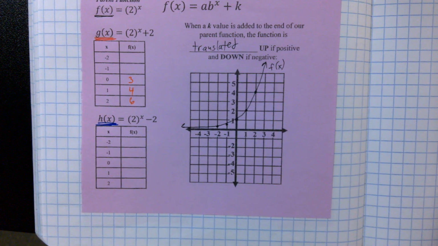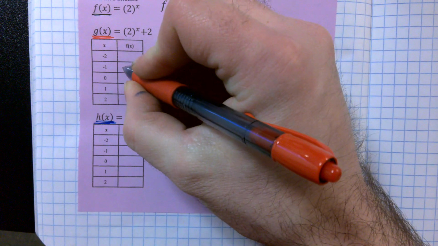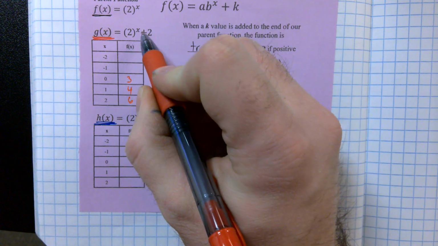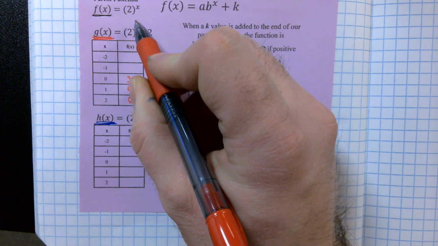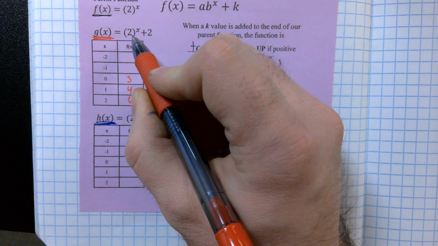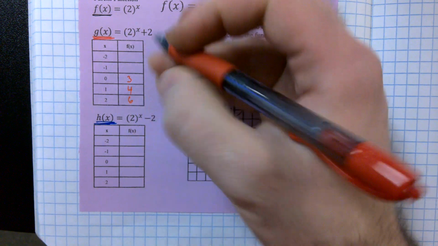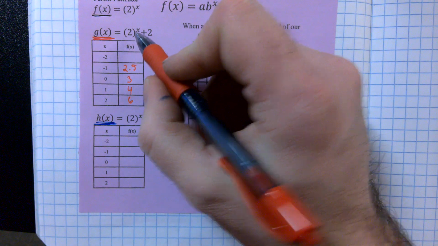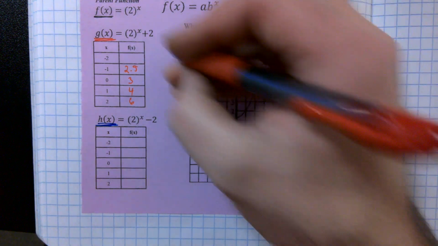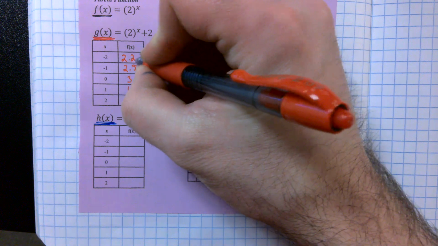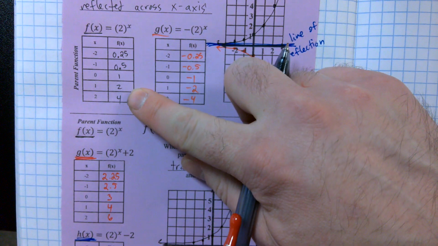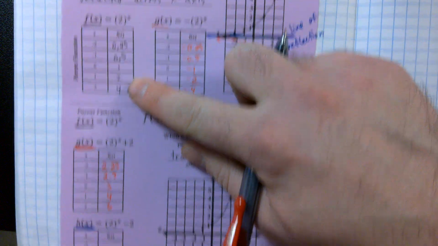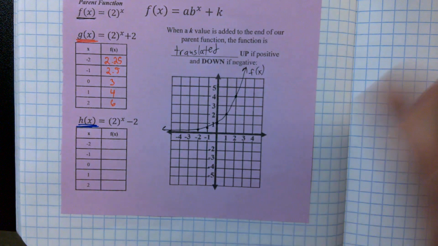If I plug in negative 1, 2 to the negative 1 is 1 over 2, which is 0.5. 0.5 plus 2 is 2.5. And if I plug in negative 2, I get 0.25 plus 2 is 2.25. So take a look. I took all these outputs and added 2 to them. We just increased them all by 2.